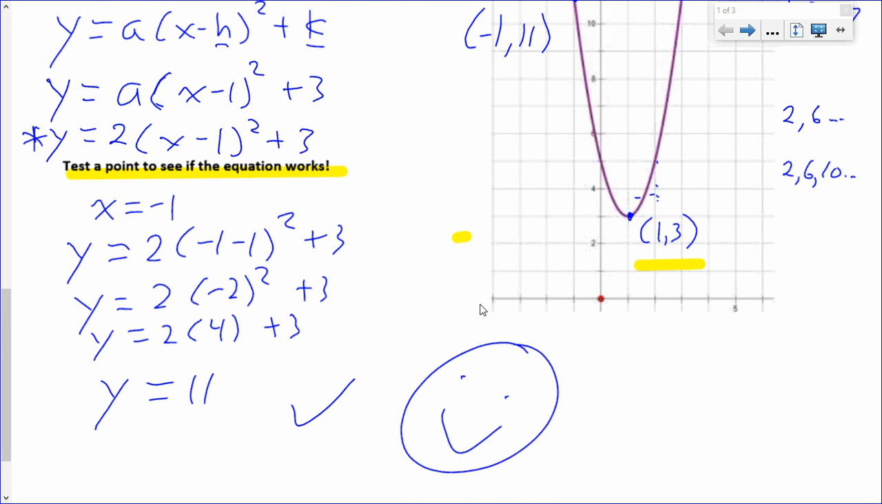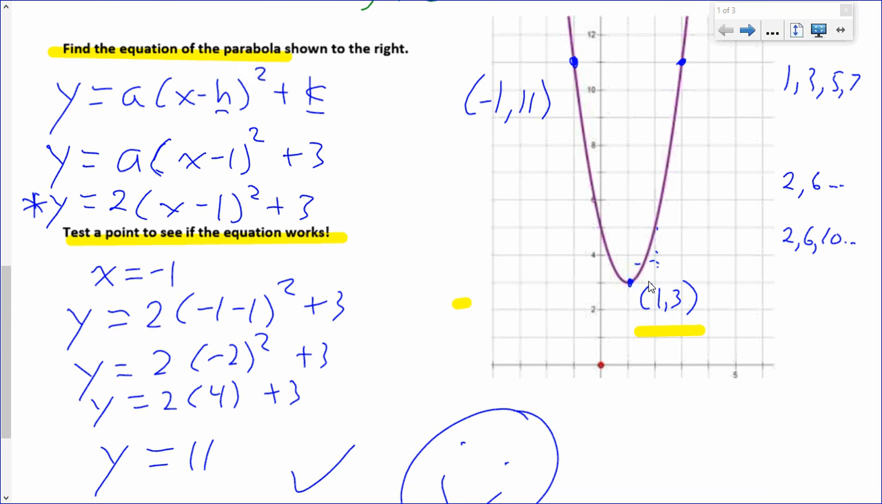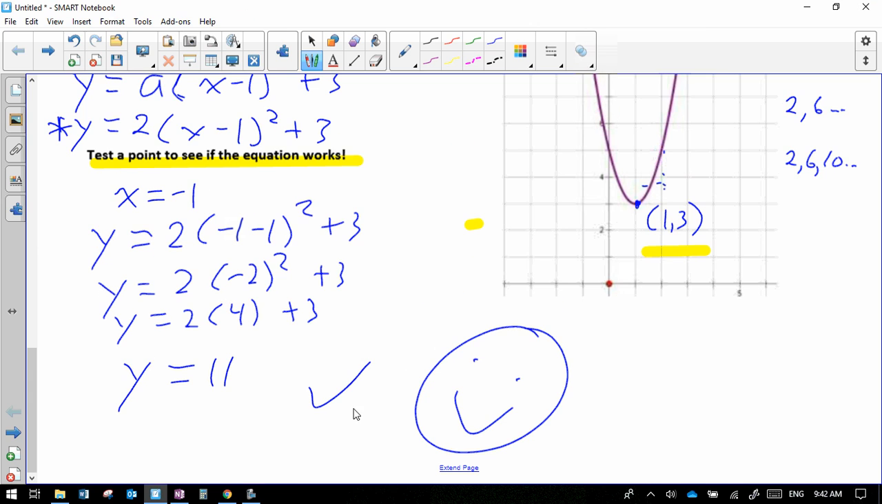I could have tested other points. I could have tested the point, let's see, (3, 11) is another point. I could have used that to test my equation as well. It wouldn't make a lot of sense to use the vertex to test the equation though, just because it's in vertex form, and so we're pretty sure that that's going to be right. Okay, let's move on to the next problem.